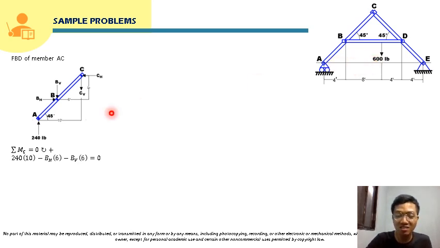Okay, and this distance is actually this distance. So that will be 10. So that will be the moment arm of 240. That will be positive since it will be clockwise from point C, no? Its rotation about point C.